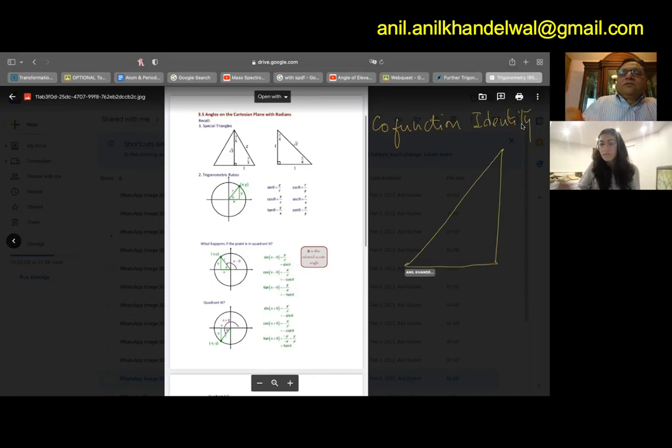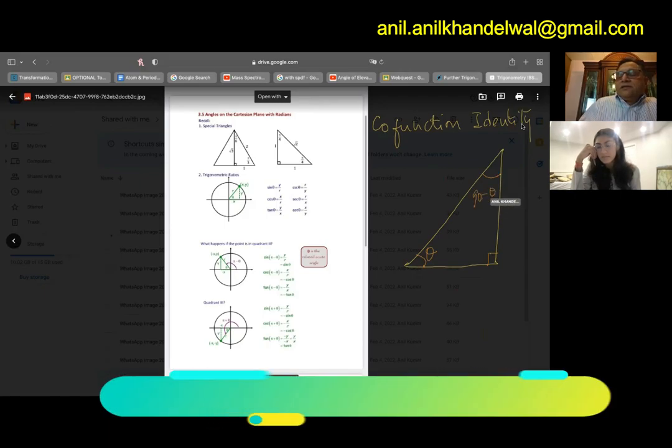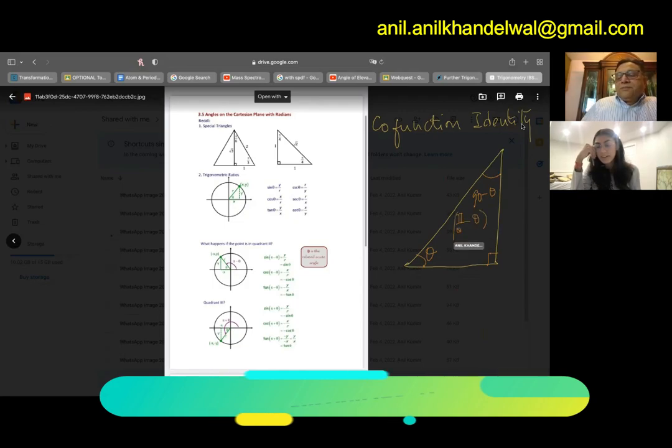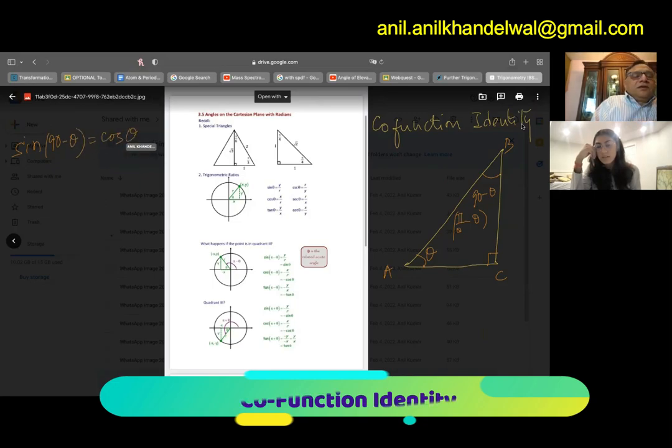Let me just make one neat diagram for you. So let us say this angle is theta, right? In general, that angle will be 90 minus theta. If you're working in radians, then you have to write pi by 2 minus theta. Is that clear to you? Yeah. Okay. Now, let me label this as ABC. So in this triangle, sine of 90 minus theta is equal to cos theta. Cos of 90 minus theta equals sine theta.